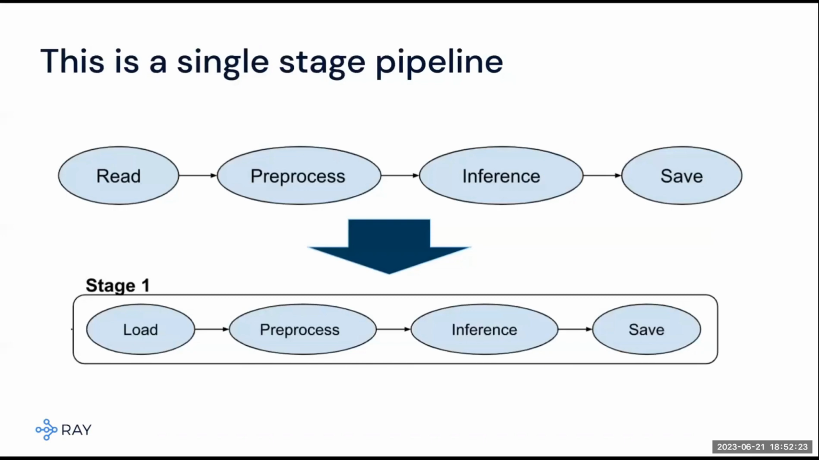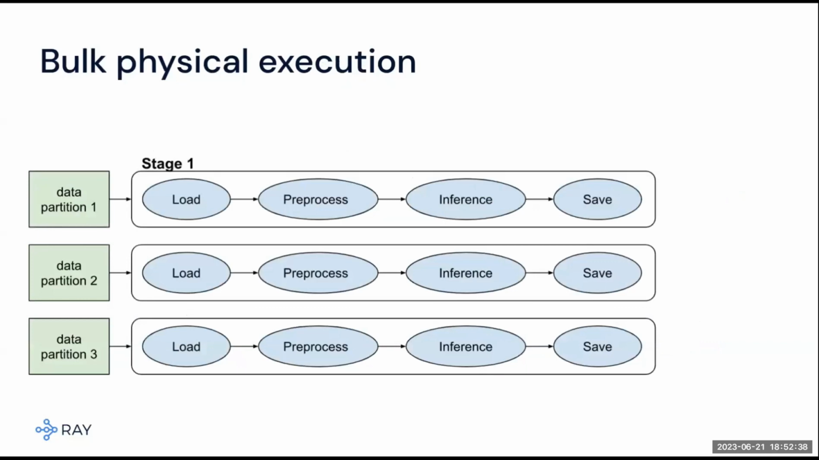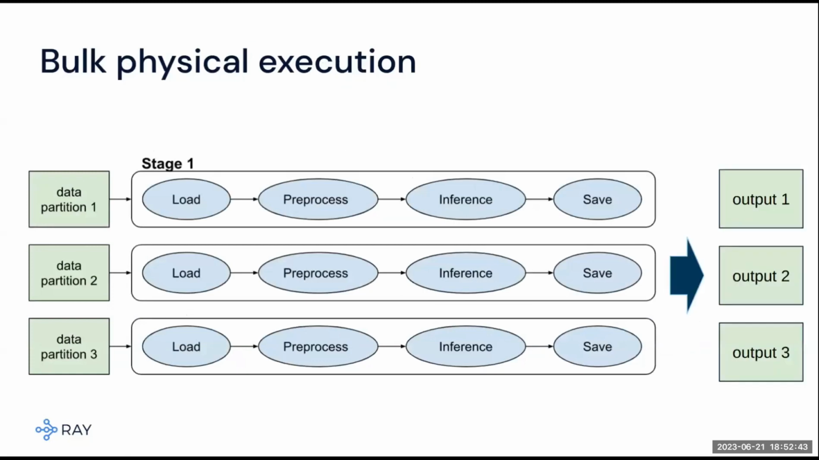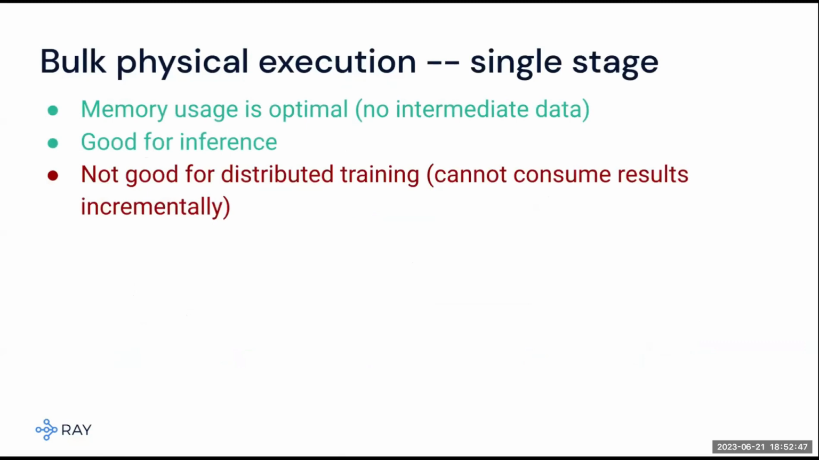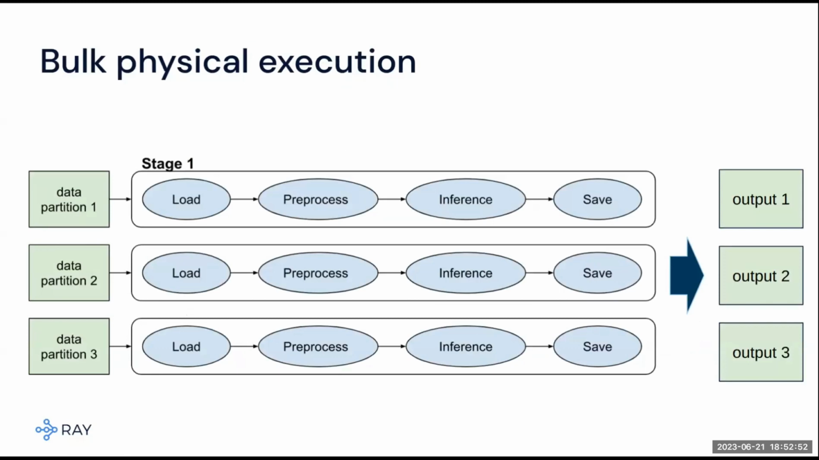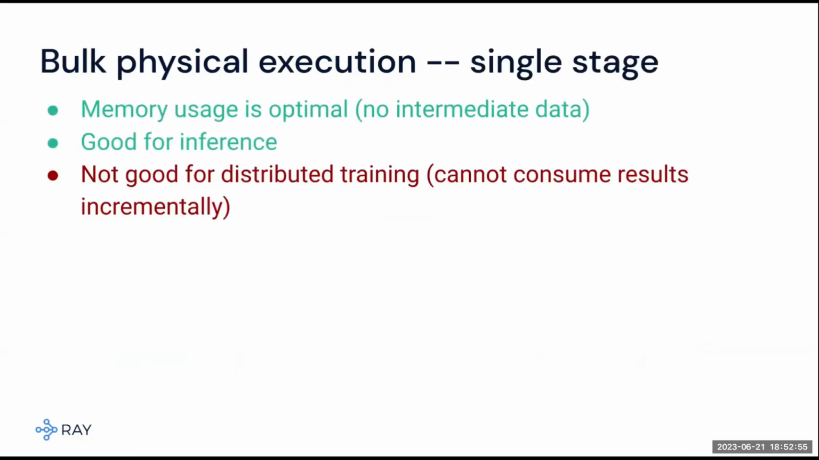You might think, why am I calling it a single-stage pipeline when it's four things? It's because they run on CPU, so the pretty standard optimization is to fuse them into one task. So it's just one task running. If you bulk execute this, say you have three partitions of data, you run that stage, and you get all your outputs at the end. Pretty straightforward. The memory is just fine. There's no disk spilling going on. The only thing is it's not great for distributed training. The data's too big.